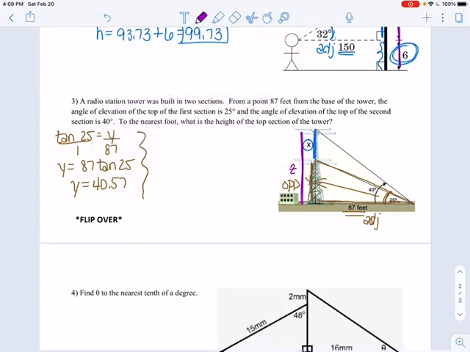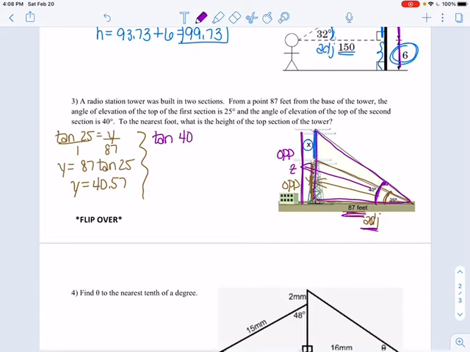So next I need to find Z. Z ultimately is this purple piece, which is part of this big purple triangle that I just highlighted. Now we're interested in that angle of elevation, that's 40. With relation to that 40, Z again is my side opposite, and 87 is still going to be my side adjacent. So once again, we're using the tangent.